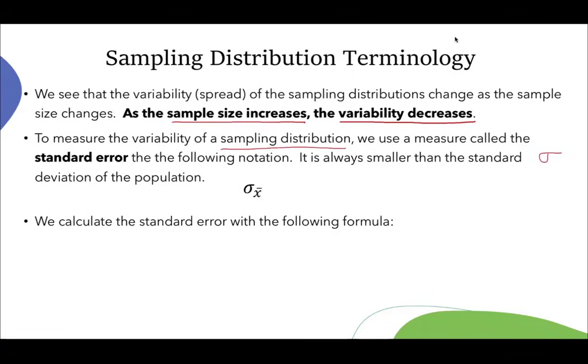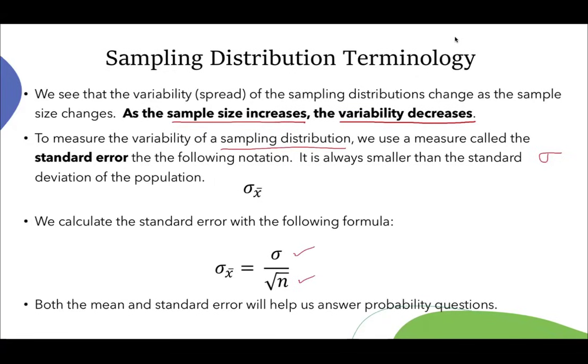And it has a formula. We use sigma divided by the square root of n to calculate the standard error. So a problem has to provide you with sigma, and it has to provide you with the sample size, and using those two numbers, you can calculate the standard error. The mean of a sampling distribution, mu sub x bar, and the standard error of the sampling distribution are going to help you answer probability questions in the next lecture.